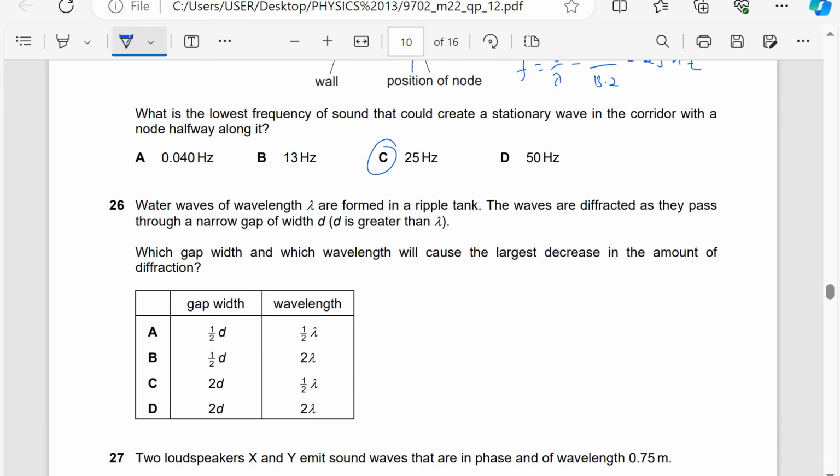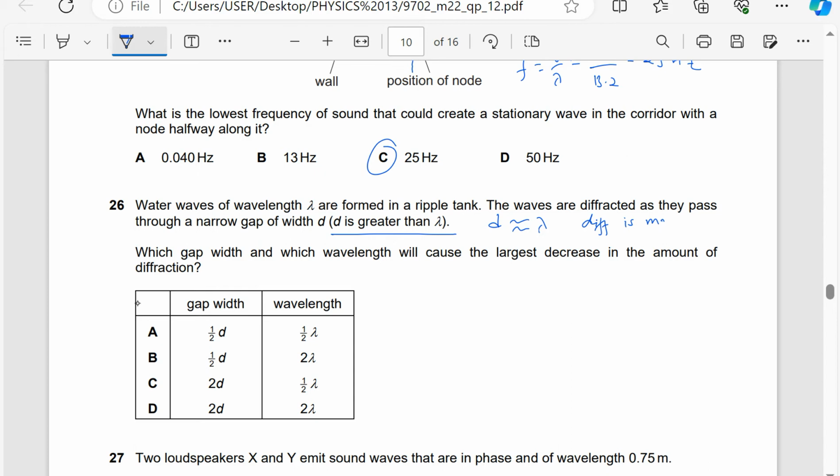Water waves of wavelength lambda are formed in a ripple tank. The waves are diffracted as they pass through a narrow gap of width D. D is greater than wavelength. Okay. Which gap width and which wavelength will cause the largest decrease in the amount of diffraction? Remember, when D is very close to lambda, diffraction is maximum.